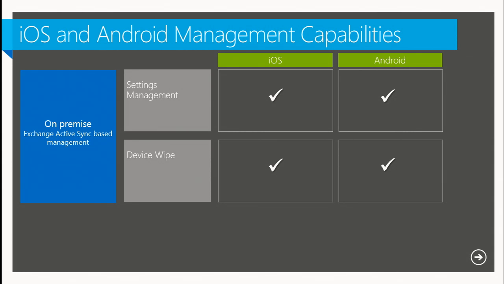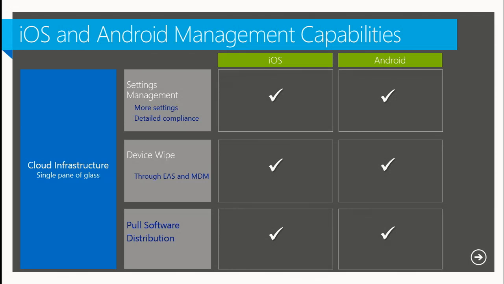iOS and Android management capabilities. This is a good example for what Mark was talking about earlier, where you can really leverage the cloud infrastructure to get more. So if you're using your on-premise hierarchy to manage these devices through Exchange ActiveSync, you can get basic settings management and device wipe if you need to wipe a device. Through the cloud infrastructure, you're getting a lot more.